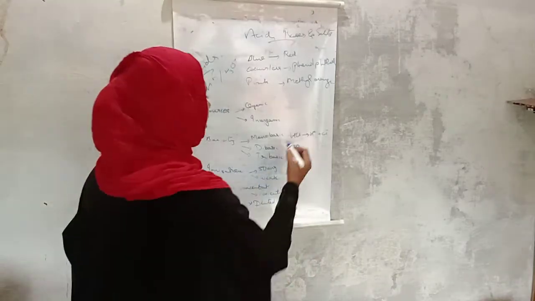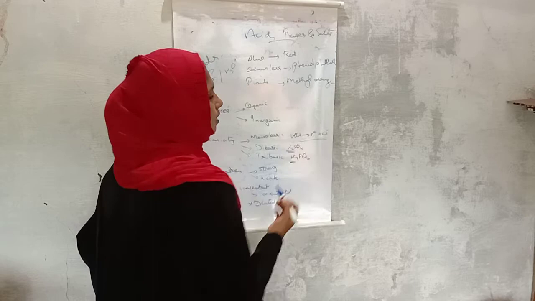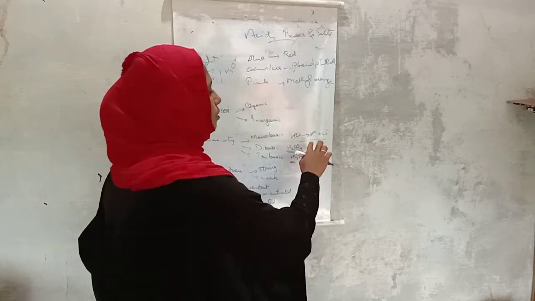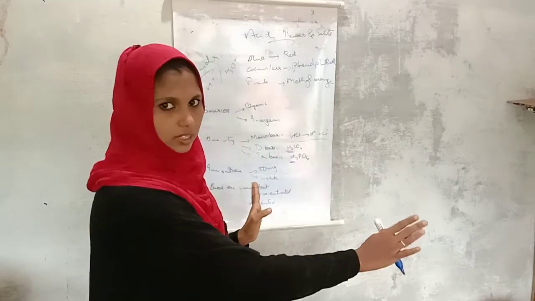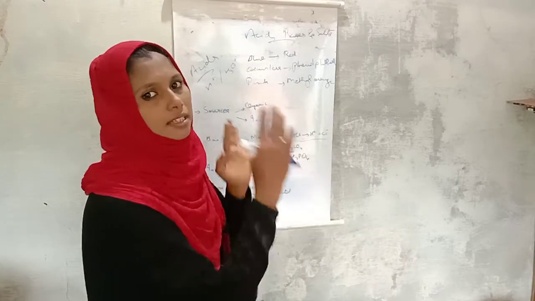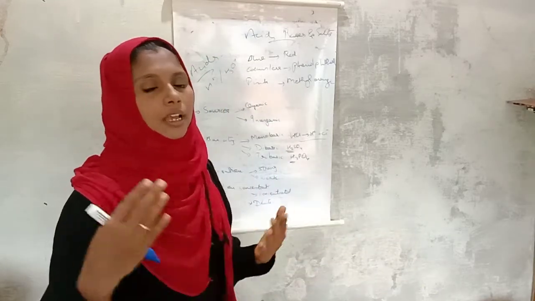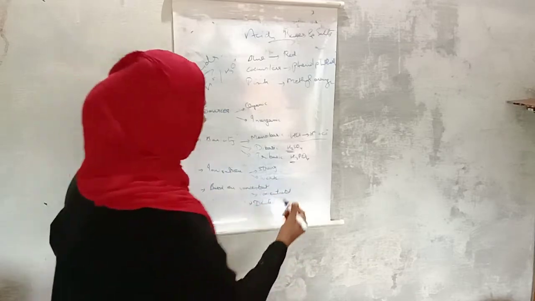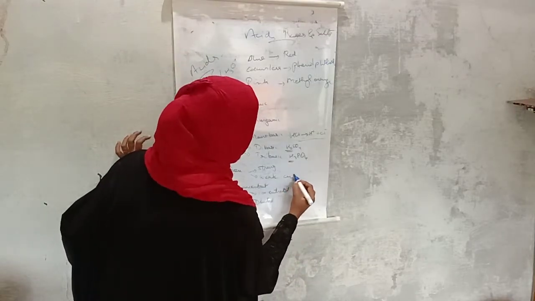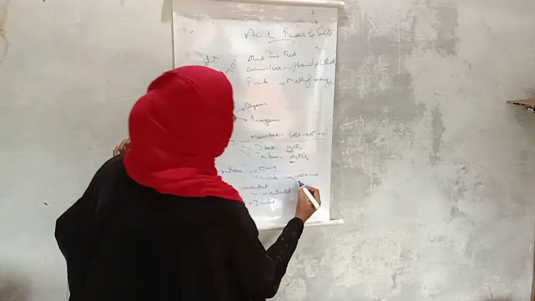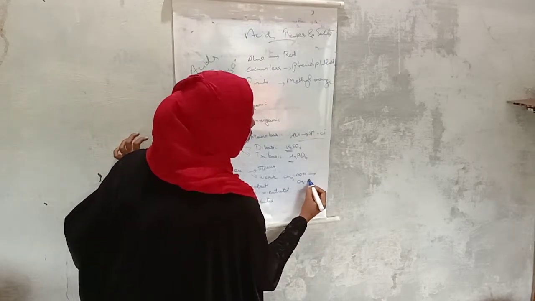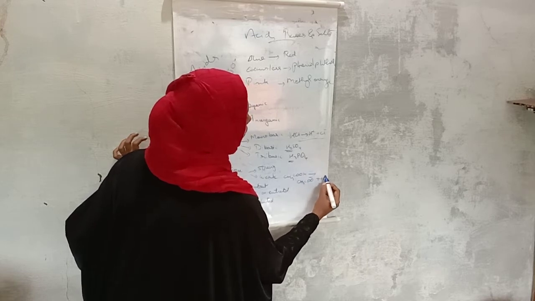For example, HCl, on dissociation with water, what can it produce? H plus ions and Cl minus ions. It means it is completely dissociated into H plus and Cl minus. Suppose we are taking acetic acid, CH3COOH. On dissociation or on dilution, it gives only CH3COO minus plus H plus ion.